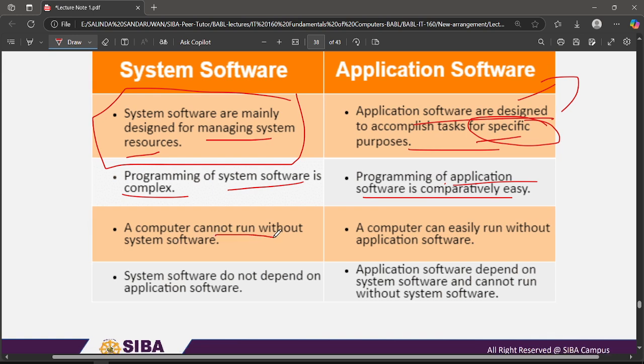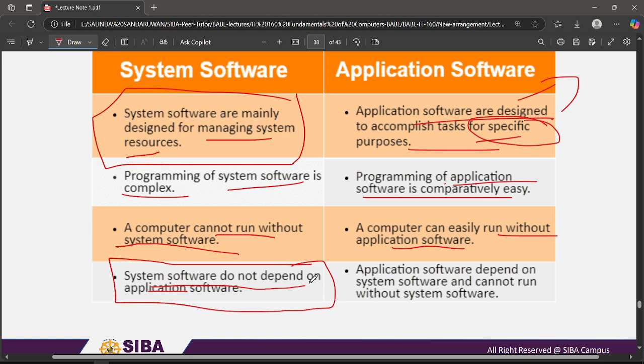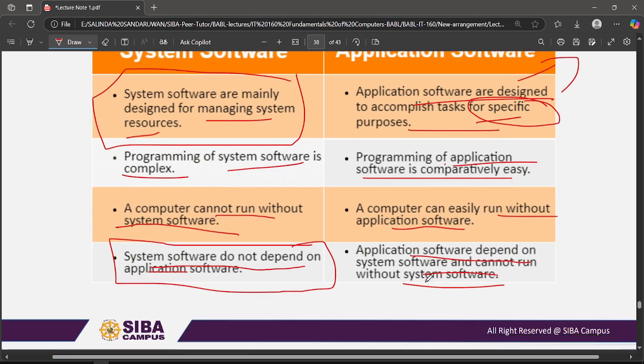A computer cannot run without the system software, right? If you only have the hardware and the system software is not installed, you can't run the computer, right? A computer can easily run without application software, right? System software does not depend on application software, it's independent. Without any application software, system software can turn on. Application software depends on system software. It means if you haven't installed system software on your computer, you can't run any of the application software.